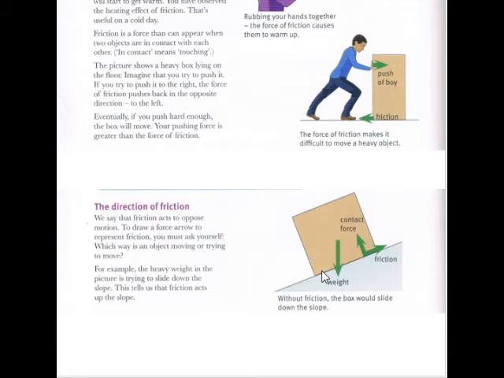Okay, students, for example, this one. The heavy weight in the picture is trying to slide down the slope, right? And this tells us that the friction acts up the slope, students. Okay, the direction of the friction is up. And without friction, the box will slide down the slope directly.